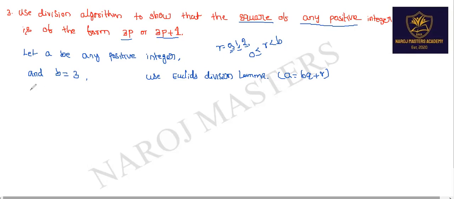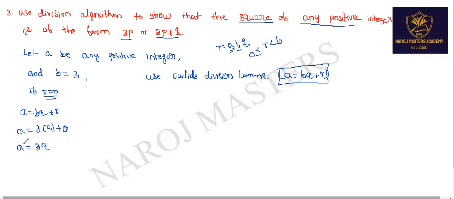If r is equal to 0, substitute in this lemma, a equals bq plus r, and substitute the values of b and r. So b is 3, into q plus r is 0 here. So a equals 3q. And what is given in the question? The square of any positive integer, and we assumed that a is any positive integer.